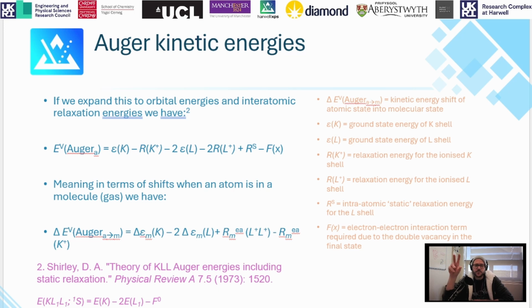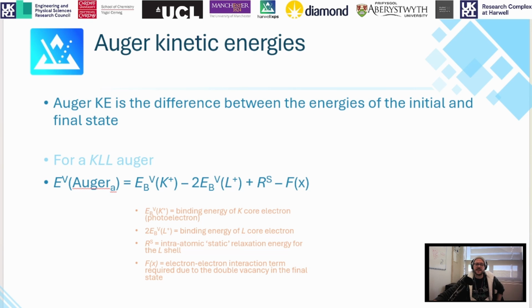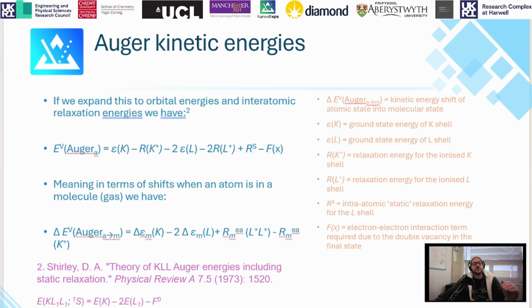You should remember earlier we had this relationship for binding energy where we deconstructed this into the initial state energy and the relaxation energy. So we have the binding energy is equal to the initial state energy minus the relaxation energy. So what we're going to do is put those terms into the relationship that we had 2 slides ago. If we just quickly go back, where we have this kinetic energy of the Auger equal to the binding energy for the K shell minus 2 times the binding energy for the L shell, plus this static relaxation term and the double electron interaction term.